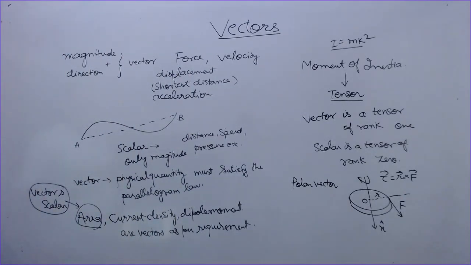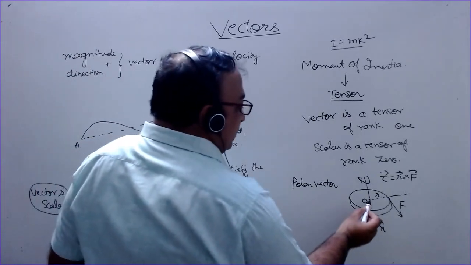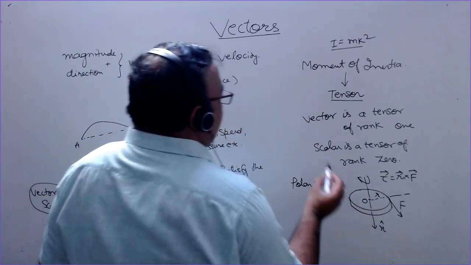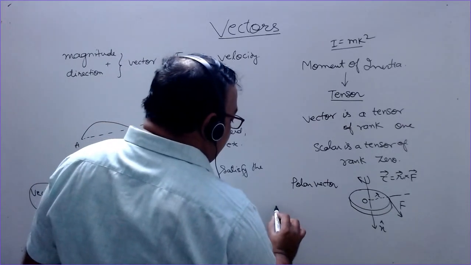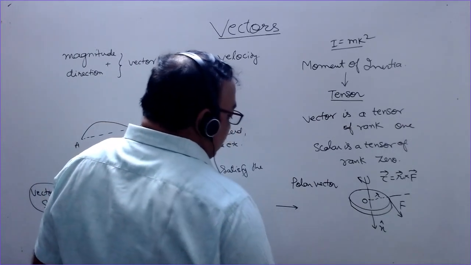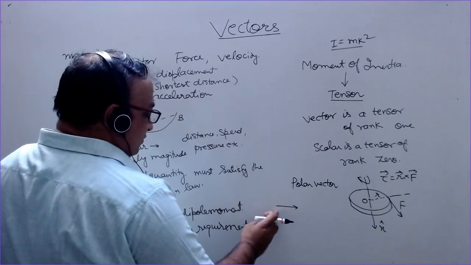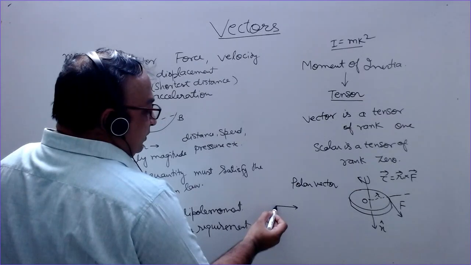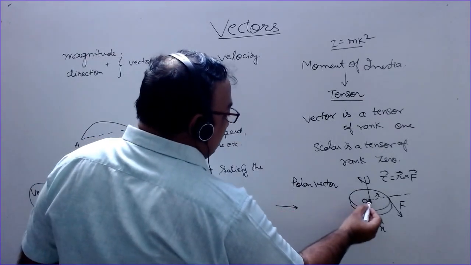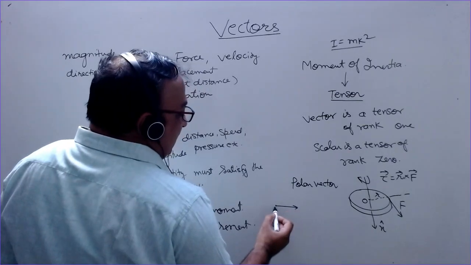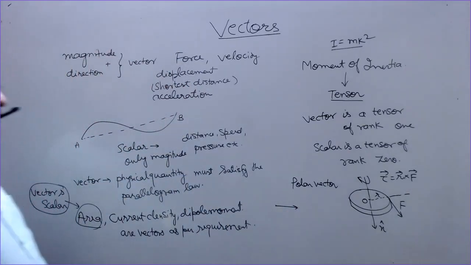So this is a polar vector. What is a pole? This point is a pole from which the tail of the vector is passing. How do we represent a vector? By an arrow in the direction. The arrow points in the direction of the vector. This is called the head, this is called the tail. If we fix this point, so that it is passing through the center, then it is called a pole, and this is called a polar vector. We simply call it a vector.